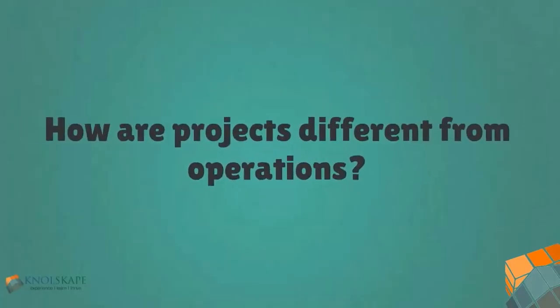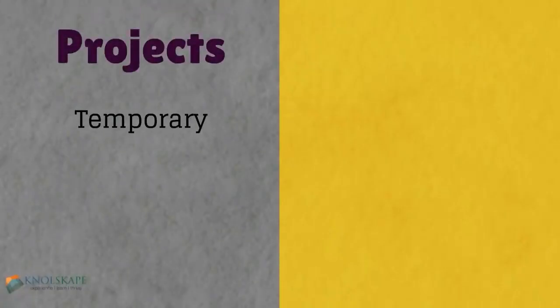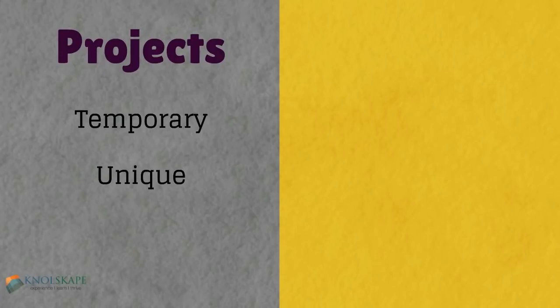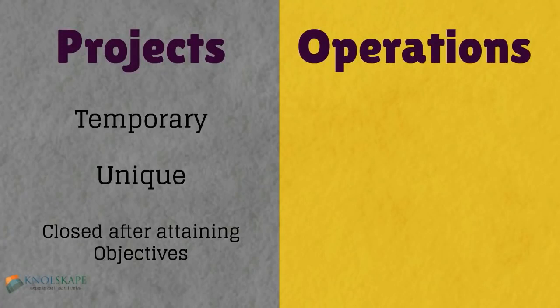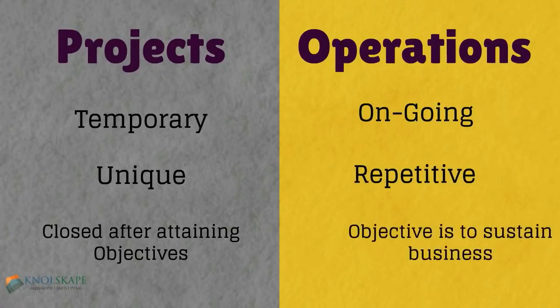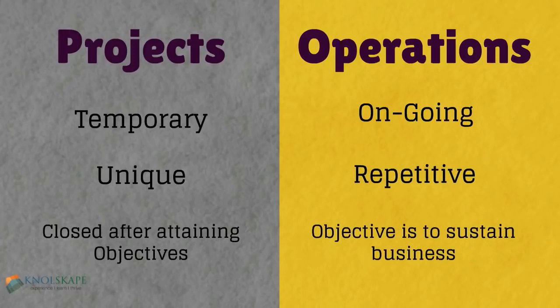How are projects different from operations? Projects are temporary. They create unique products, and are closed after attaining the objectives. Whereas operations are ongoing processes. They are repetitive, and the objective is to sustain business.